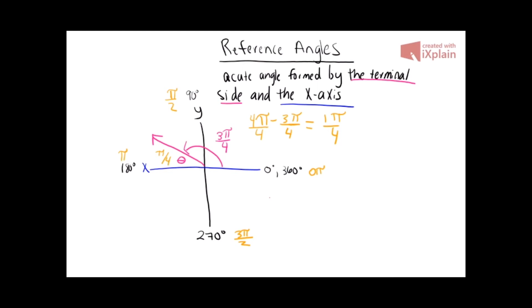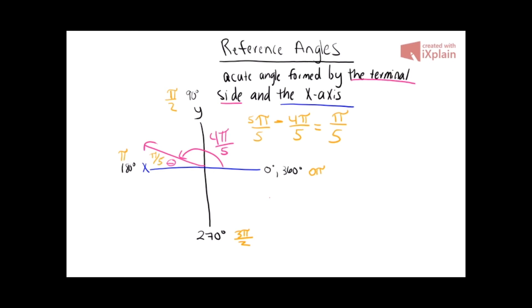Let's look through another example. Let's say we have 4 pi over 5. So we know that a straight line equals pi, so we know that 4 pi over 5 and whatever our reference angle is has to add up to pi. So we can take pi and subtract 4 pi over 5 to get our reference angle. And again, we want to get common denominators, so I'm going to make that 5 pi over 5. So that leaves me with just 1 pi over 5.